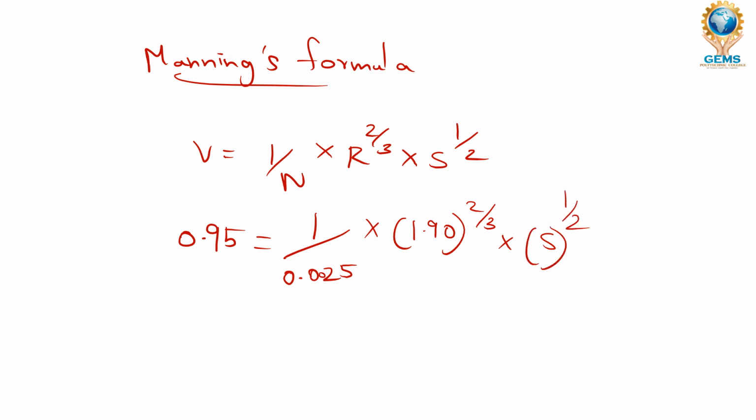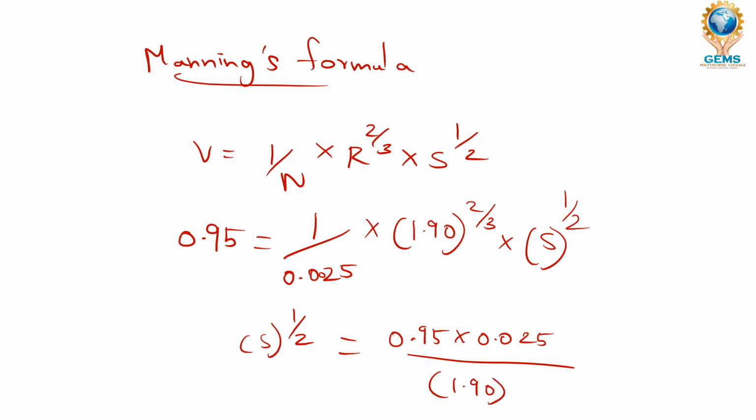So we are going to keep the S value on this side and bring all the values to the other side. You are going to see how the value is going to remain. 0.95 into 0.0025 divided by 1.90 power of 2 by 3. So our value will be 0.000924.